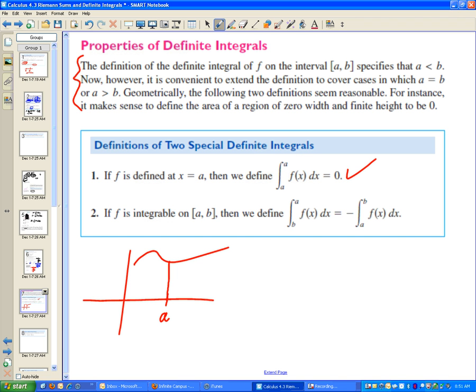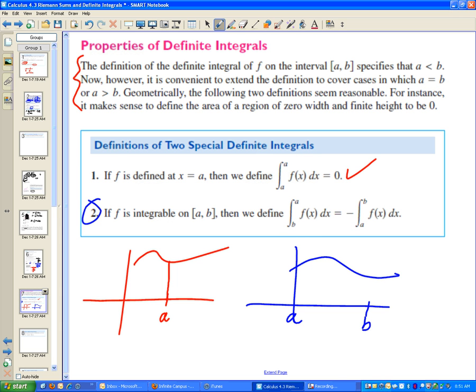Geometrically, the following 2 definitions seem reasonable. For instance, it makes sense to define the area of a region of 0 width and finite height to be 0. That's what we just did. Now look at number 2. If f is integrable on the interval from a to b, then we define the integral from b to a of f of x dx to equal the opposite of the integral from a to b of f of x dx. Here's why.